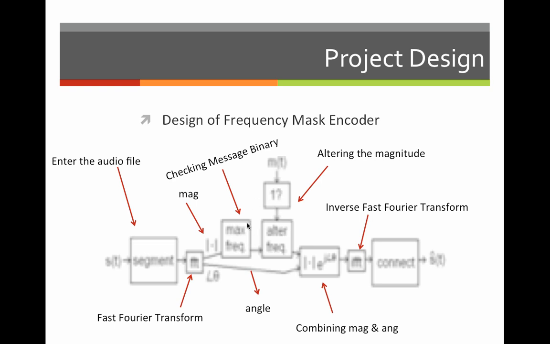Then you get to checking the message, or this section right here checks the binary message. If that element is set to a 1, then the magnitude will be scaled, increased or decreased. And if it's set to a 0, then the magnitude will be left alone. Then we get to combining the mags and the angles, where we get the signal back. We run the inverse FFT, and then we shoot out our new signal.